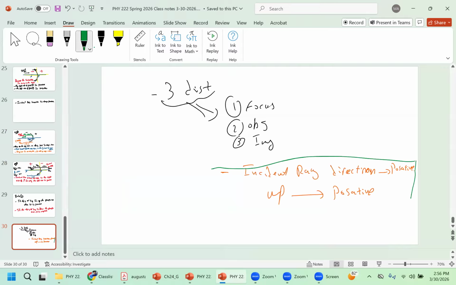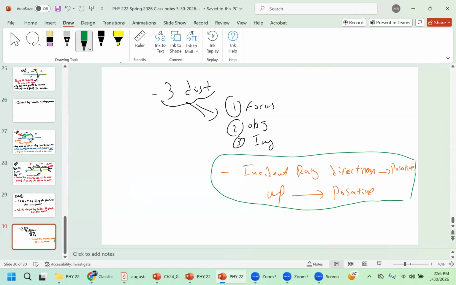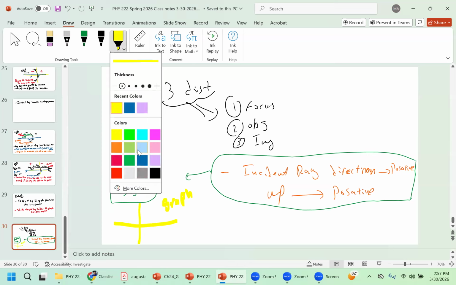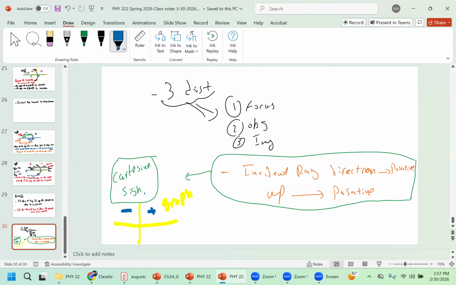And really, this is going to be called a Cartesian sign convention. If it sounds familiar, that's because it is your graph, which is labeled as usually positive and negative. It just depends on the incident ray. That's where you get Cartesian. Does that make sense to everyone?